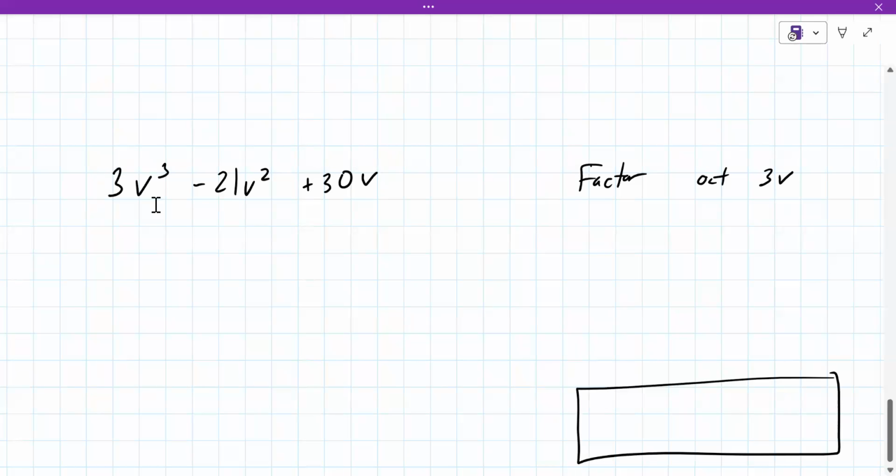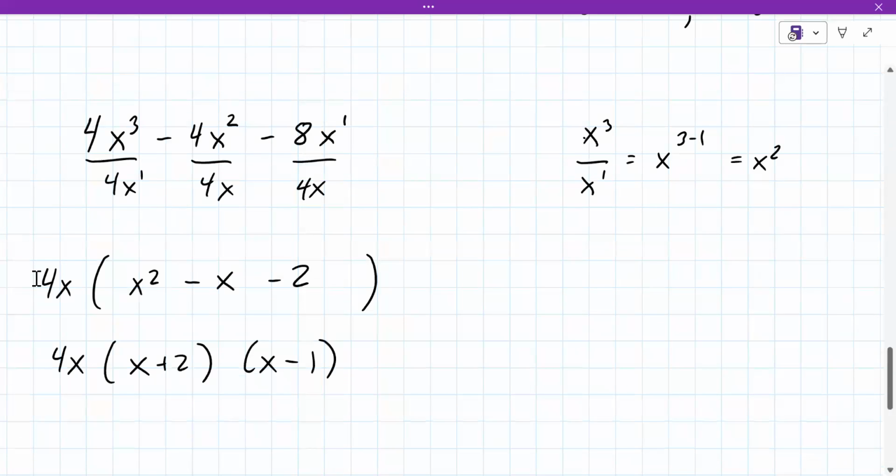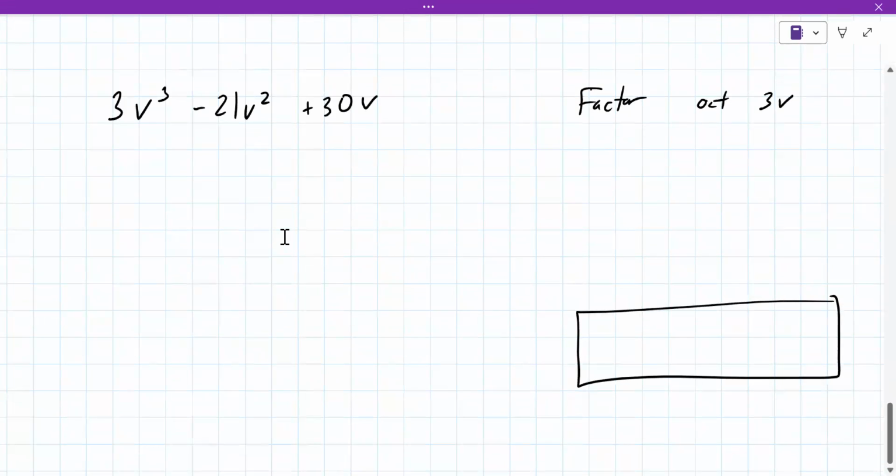Let's go back and look at the previous problem. What did you factor out? 4x. Everything gets divided by 4x. This is hard to do without writing something down. So divide everything by 3v, yes, right? So that would just turn into v squared minus 7v plus 10.